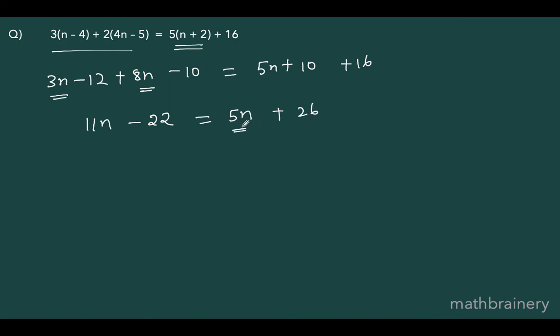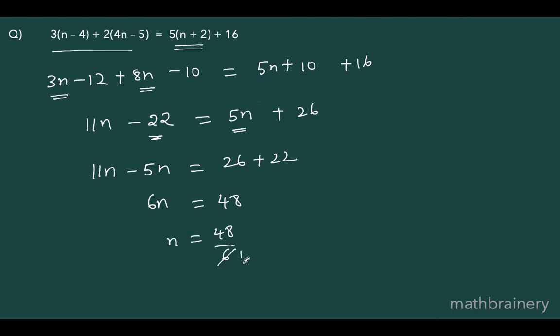Let's transpose this 5n to the left hand side and minus 22 to the right hand side. That is 11n minus 5n is equal to 26 plus 22. 11n minus 5n is 6n. This is equal to 48. So what must be n? 48 divided by 6. 6 8s are 48. So n is equal to 8, or the solution to this linear equation is n is equal to 8.